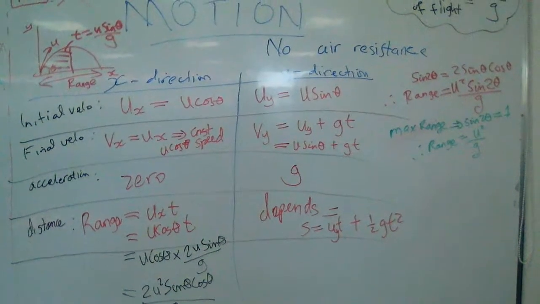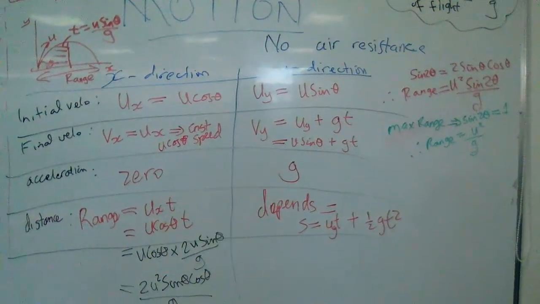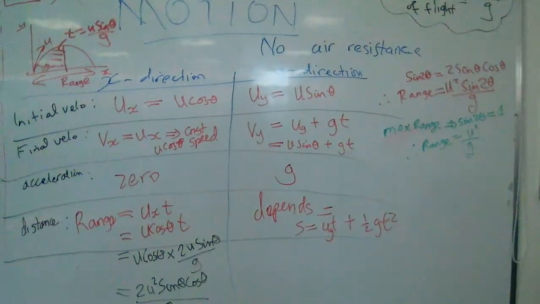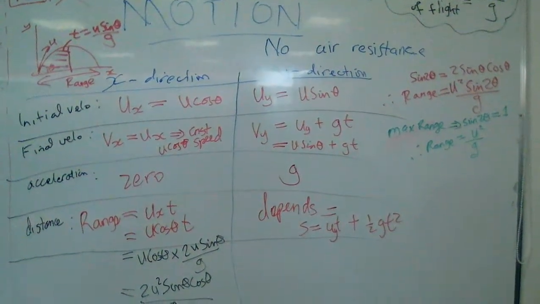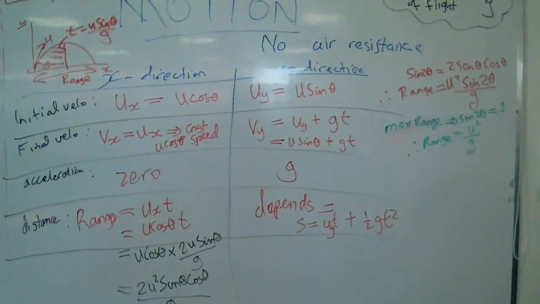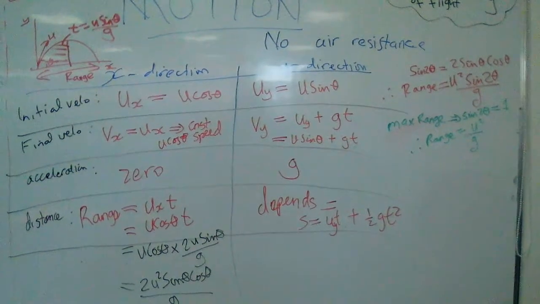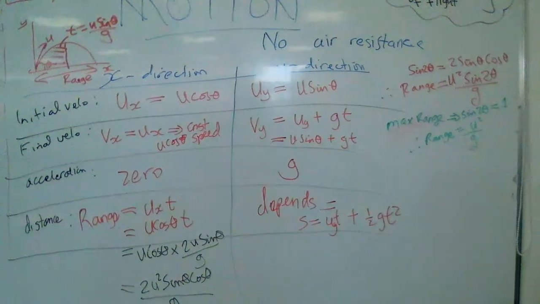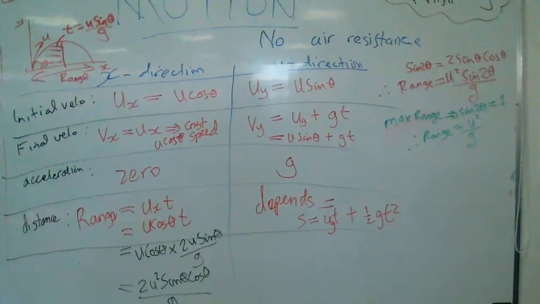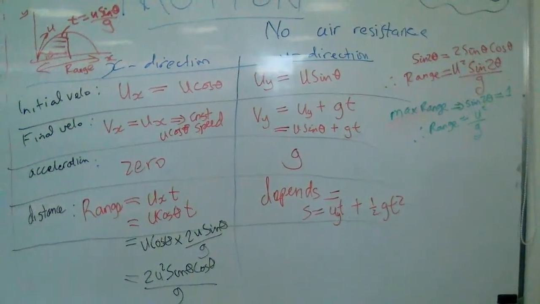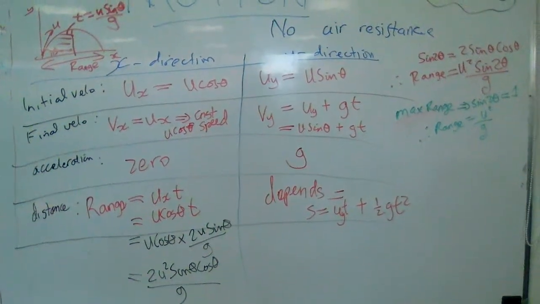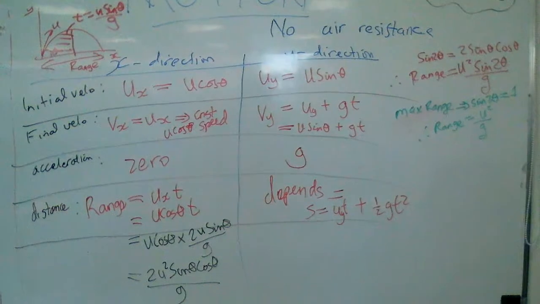The final velocity Vx in the x direction is the same as the initial velocity, because in the x direction there are no other forces that act on it, so it moves at a constant speed, so no acceleration. Whereas in the y direction we have Vy is equal to uy plus gt, because acceleration is g in the y direction. Now the time taken in the x direction is the same as the time taken in the y direction. The acceleration is 0 in the x direction. Acceleration is g in the y direction.